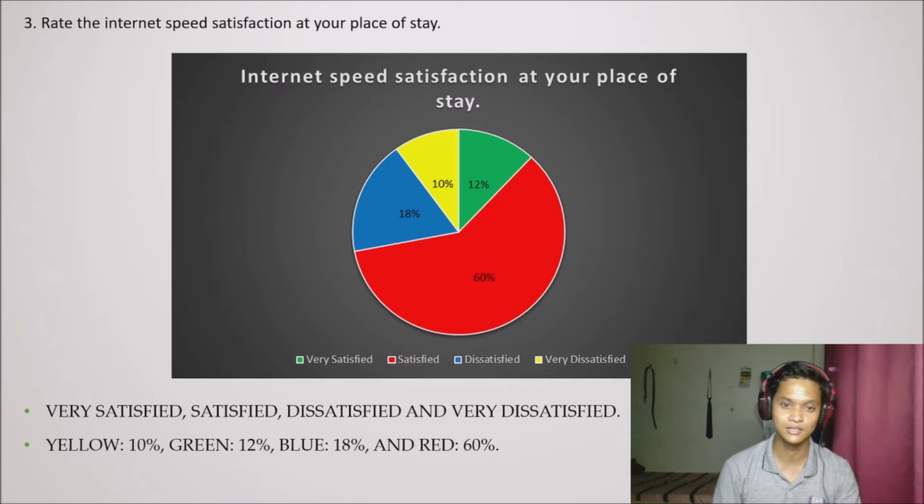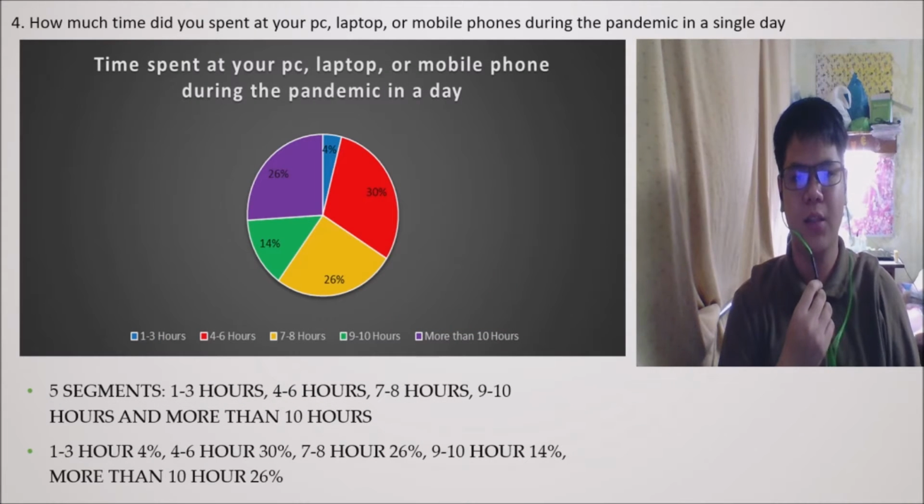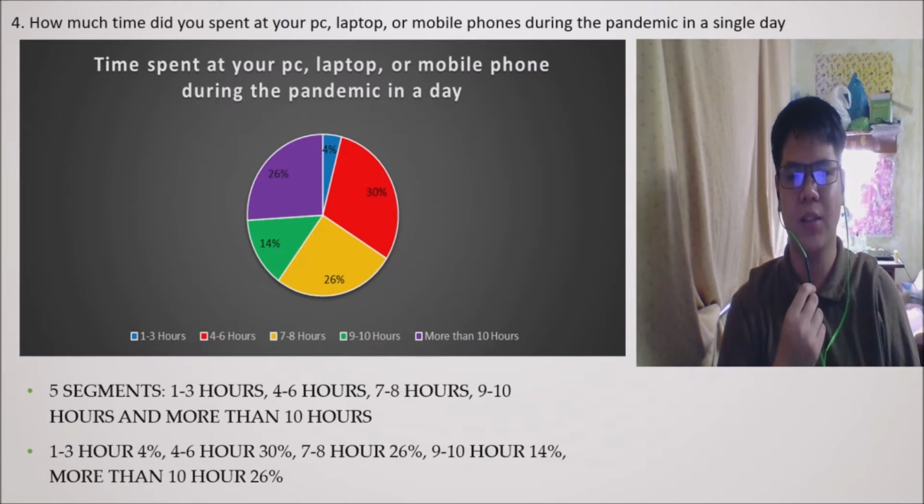This pie chart shows how much time the respondents spent on their device during the pandemic in a single day. There are 5 segments. The blue color is 1 to 3 hours, red color is 4 to 6 hours, yellow color is 7 to 8 hours, green color is 9 to 10 hours, and lastly, the purple color is more than 10 hours.